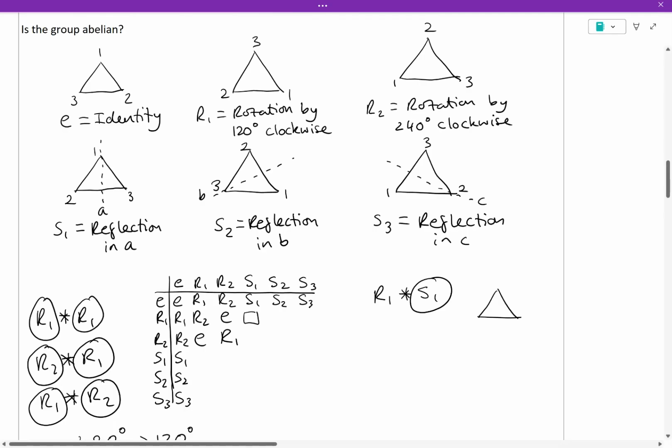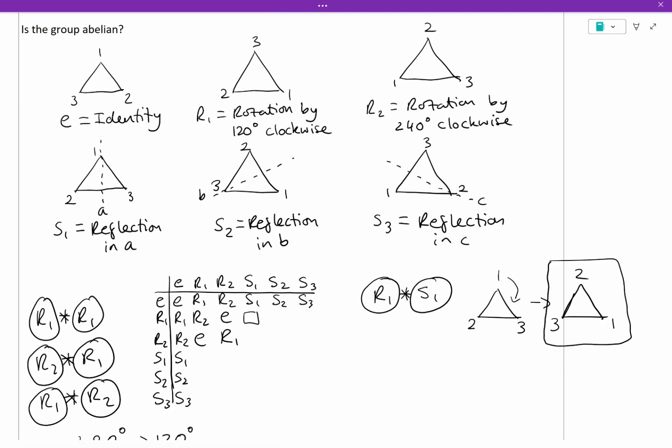Our picture for S1 was 1, 2, and 3. I am then going to rotate this picture by 120 degrees to represent R1. If I rotate it 120 degrees clockwise, the 1 is going to end up down there. So we have 1, and then 3, and then 2. Now what you're going to do is compare this resulting picture to your 6 elements and figure out which one it matches with. The one that it matches with would be S2. So therefore we would put S2 in here.